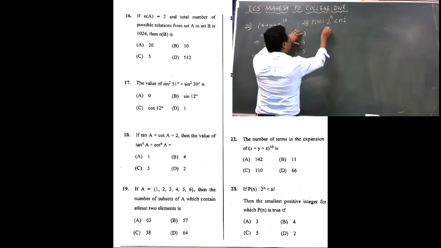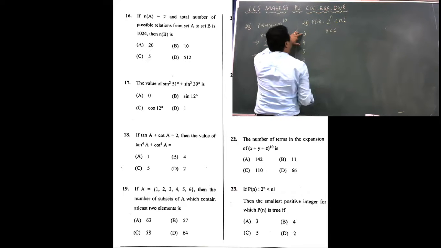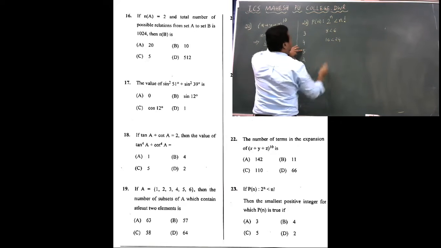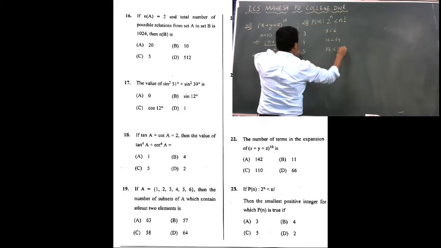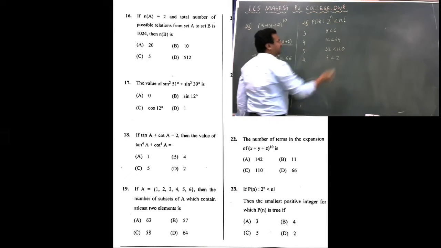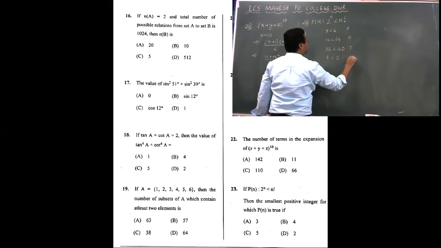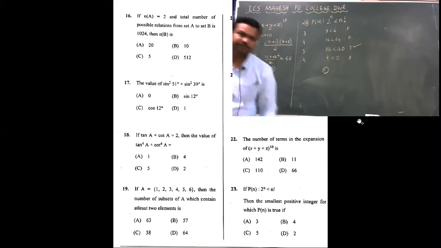Let's go on substituting. 2 cubed is 8, 3 factorial is 6. The next, 2 raised to 4 is 16, 4 factorial is 24. 2 raised to 5 is 32, 5 factorial is 120. 2 raised to 2 is 4, 2 factorial is 2. So which one is true? I think this is false. False, true, false. And what should be the option in this case? Option C is correct. Right?